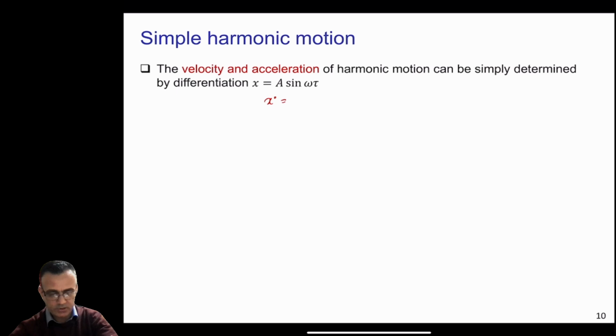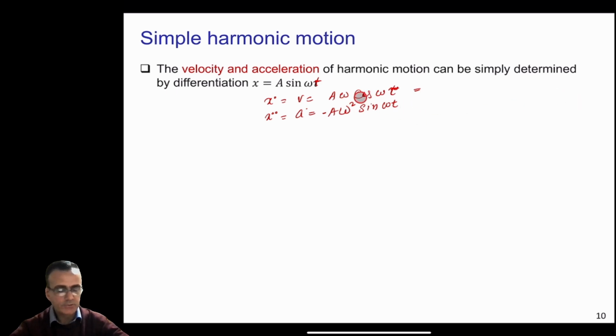So x dot, which is velocity, will be a omega cos omega t here, and then x double dot, which is acceleration, is equal to a omega square sine, but it will be negative, omega t here.